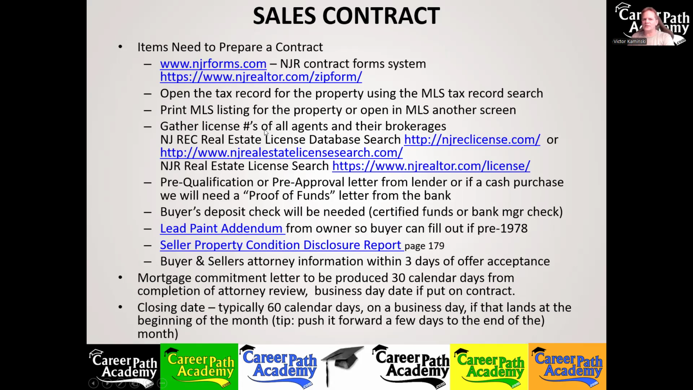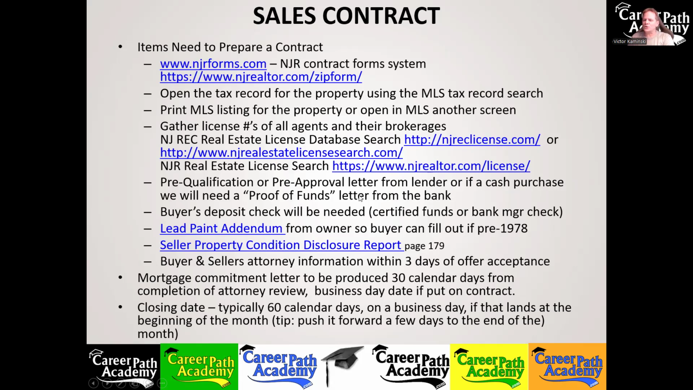You're going to need to gather the license numbers of all the agents and their brokerages, as well as the address of the brokerages. You could get that from the New Jersey Real Estate Commission's licensee database search page. So I have two domain names I bought that I point there, njreclicense.com or njrealestatelicensesearch.com. You can also use the New Jersey Realtors license search link. However, it doesn't have the addresses or other information, it just has the license number. It doesn't have the addresses or brokerage information.